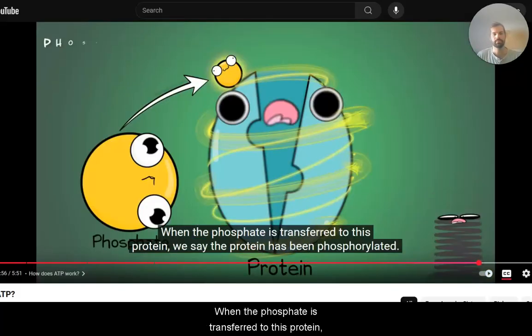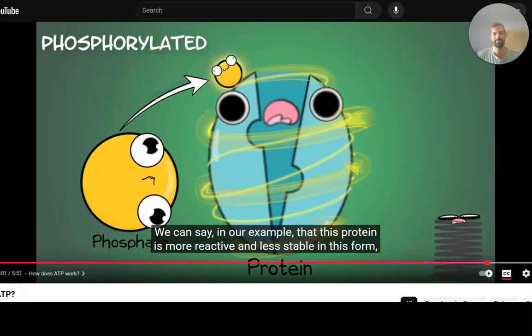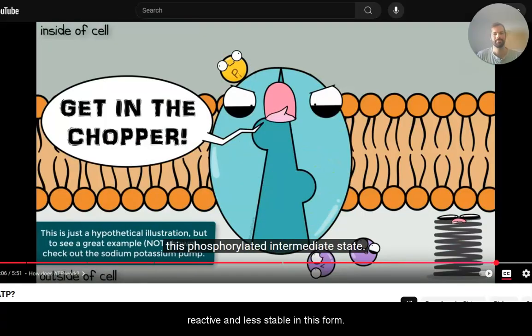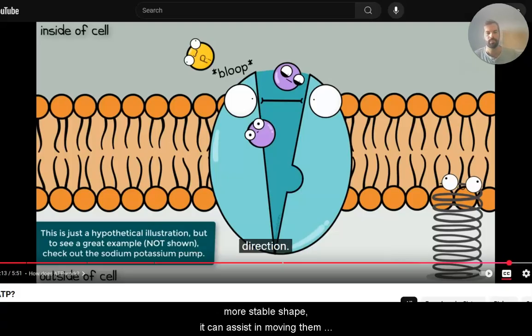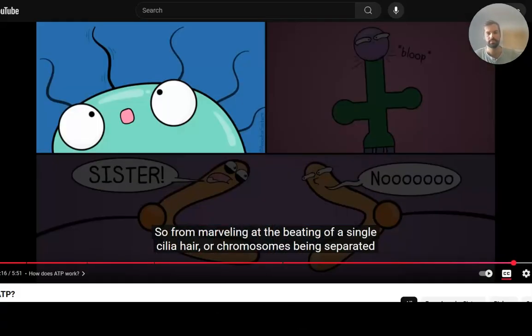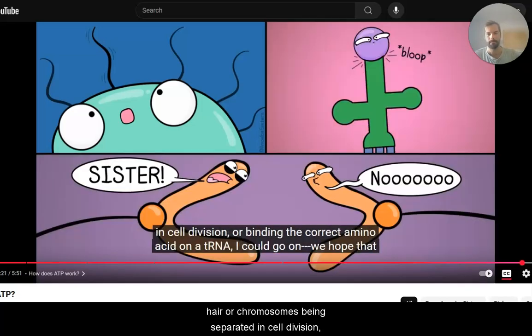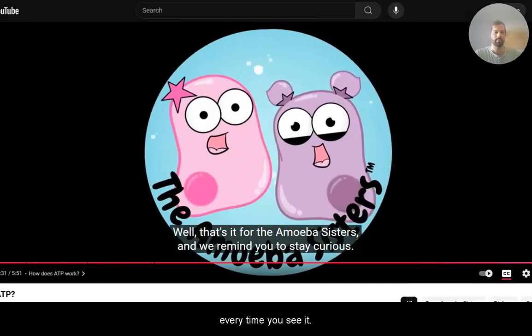When the phosphate is transferred to this protein, we say the protein has been phosphorylated. Sounds powerful. We can say in our example that this protein is more reactive and less stable in this form, this phosphorylated intermediate state. When it reverts into its original, more stable shape, it can assist in moving them the other direction. So, from marveling at the beating of a single cilia hair, or chromosomes being separated in cell division, or binding the correct amino acid on the tRNA, I could go on. We hope that little ATP symbol will mean something every time you see it.